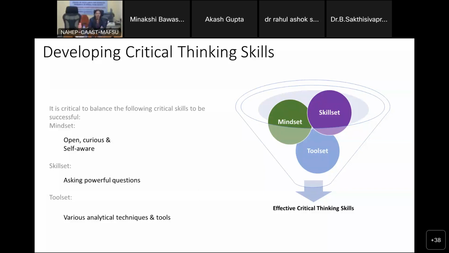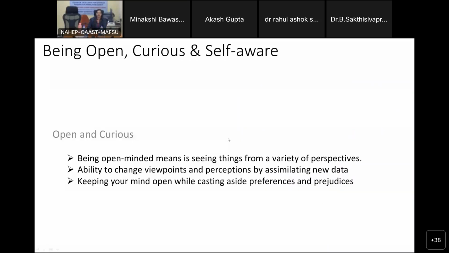So start developing questioning skill. Okay. And then tool sets, we will talk about the tool sets. There are various tool sets. I'll just take you through and then we'll go through one by one. Not all, but a few. Big, open, curious, and self-aware.